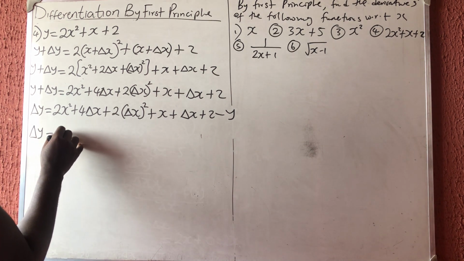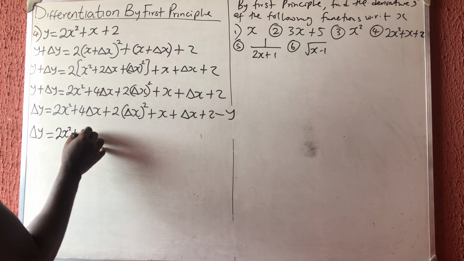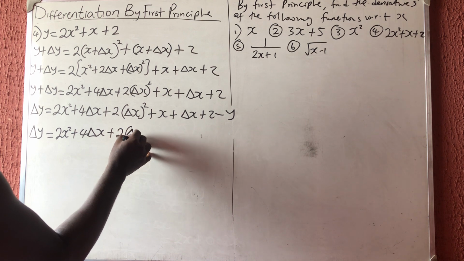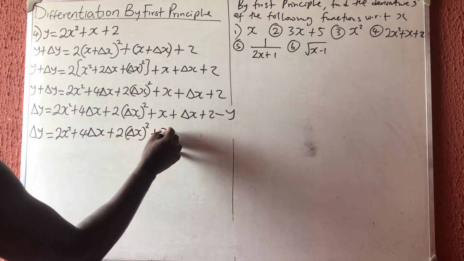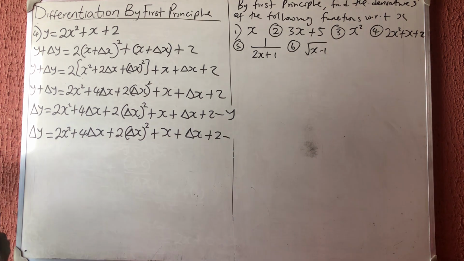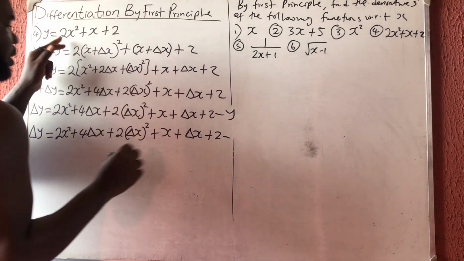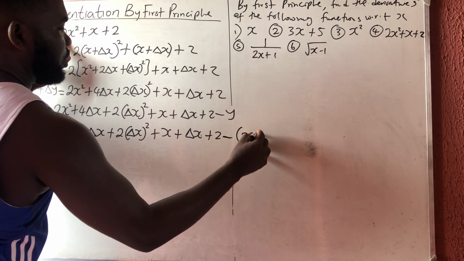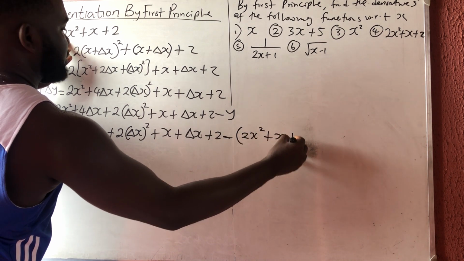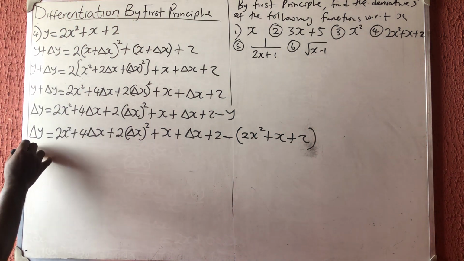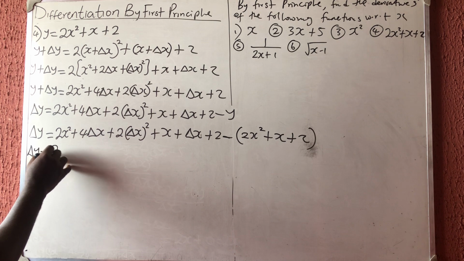Or you just write it 2x squared plus 4 change in x plus 2 in bracket of change in x all squared plus x plus change in x plus 2 minus everybody here. So it will be minus 2x squared plus x plus 2, right? So now, this is now change in y is equal to what?